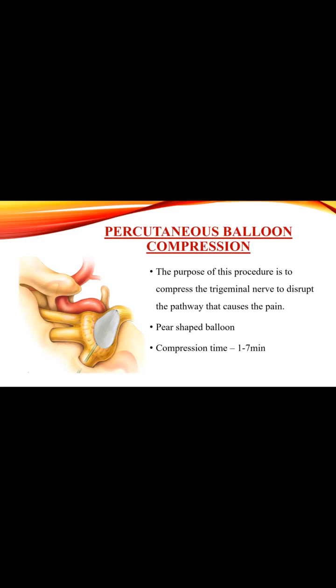So in this case, a needle will be introduced through the cheek into the trigeminal nerve through an opening made in the skull called the foramen ovale, and this balloon will be expanded. The pear-shaped balloon will be expanded in order to compress the trigeminal nerve, and a compression time of 1 to 7 minutes will be provided until the nerve gets damaged. So it is one of the destructive procedures.